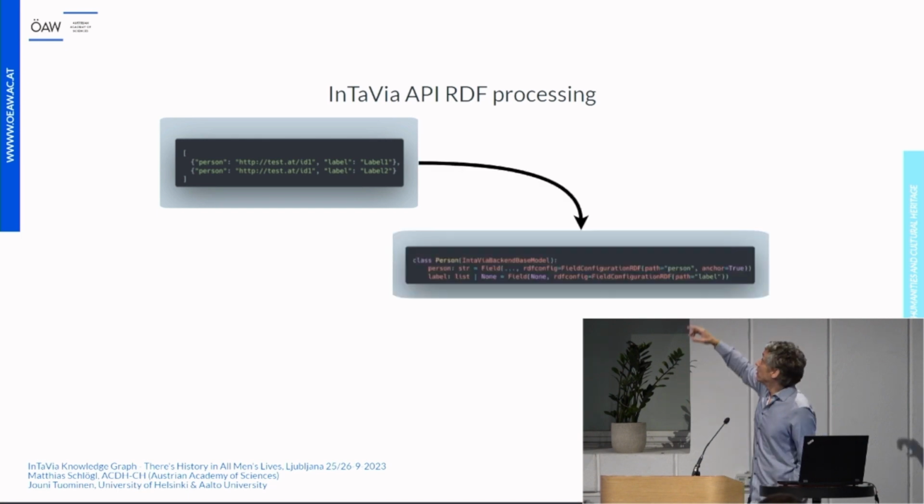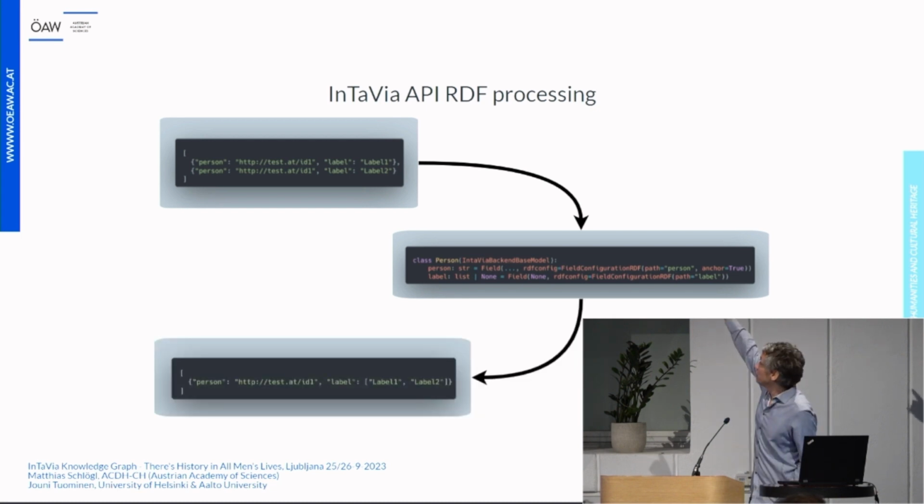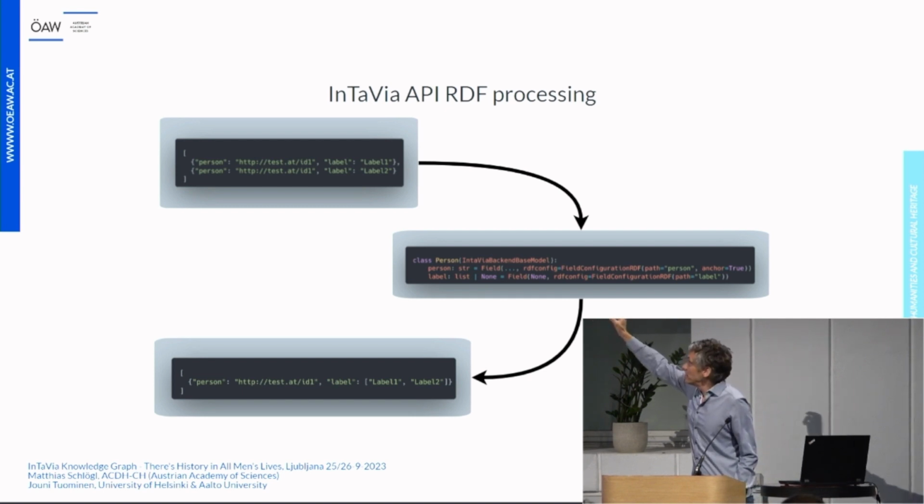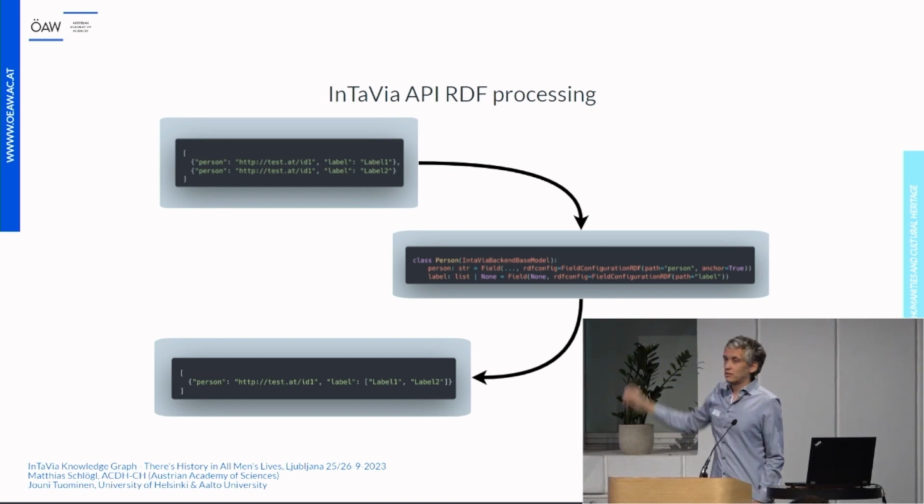So what we have here in the API is a class definition that says our person class has a person attribute, which is the ID basically, and it has a label attribute, which can be a list of strings, so alternative labels for example. And the system that we have basically uses this definition to construct this nested version of the data set, where it says this one person has the one ID and it has these two labels.